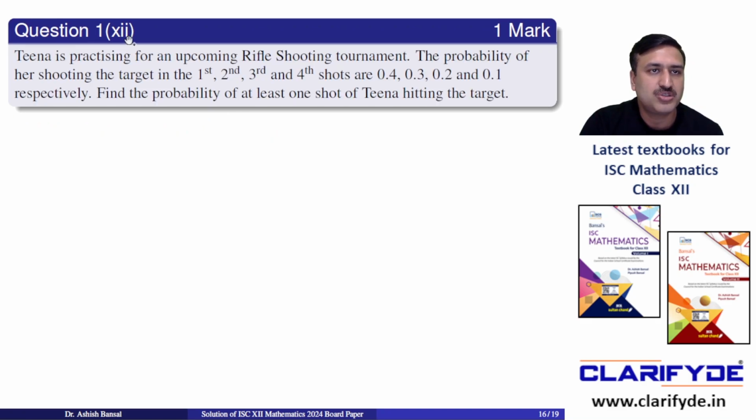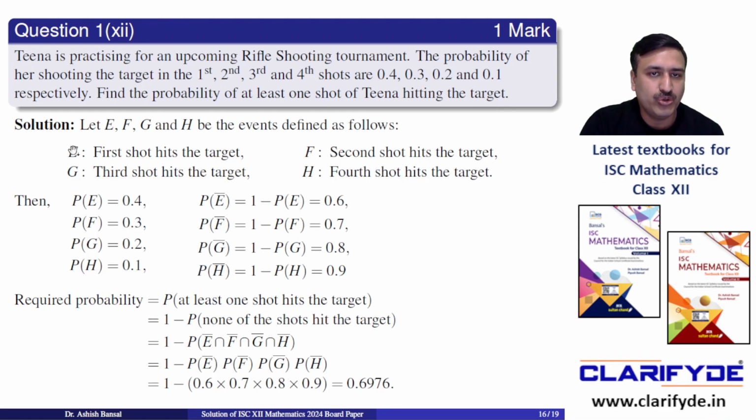Question number 1, 12th part. Tina is practicing for an upcoming rifle shooting tournament. The probabilities of her hitting the target in the first, second, third and fourth shots are 0.4, 0.3, 0.2 and 0.1 respectively. Find the probability of at least one shot of Tina hitting the target.